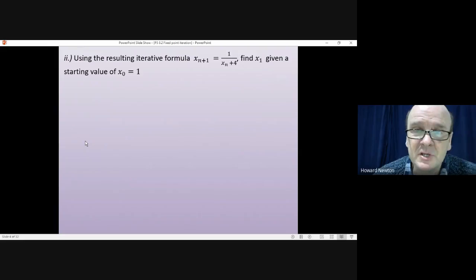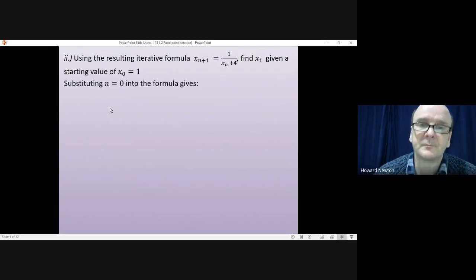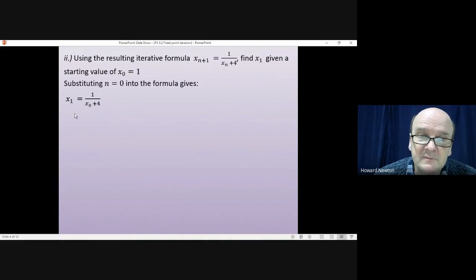Part 2 asks us to use that resulting formula in order to find x1, given a starting value of x0 equals 1. What we do is we substitute n equals 0 into the formula. And when we do that, what we get is x1, which is what we're trying to find, equals 1 divided by x0, that we know, plus 4. That gives us x1 is equal to 1 over 1 plus 4, which is 1 divided by 5, which gives us x1 is equal to 0.2.